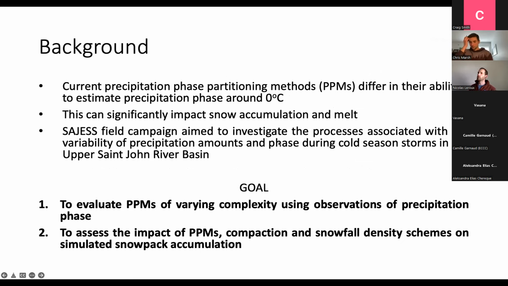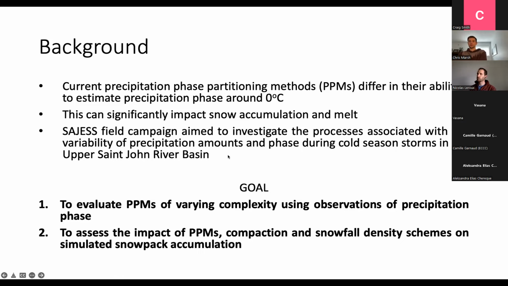Some background. So as we know, we have a wide choice of different phase partitioning methods that can be used in models. And we know that those methods mainly differ in their abilities to estimate precipitation phase around 0 degrees. And this can significantly impact snow accumulation and snow melt. So this research is part of the SAJESS field campaign that aimed to investigate the processes associated with the variability of precipitation during cold season storms in the Central River Basin.